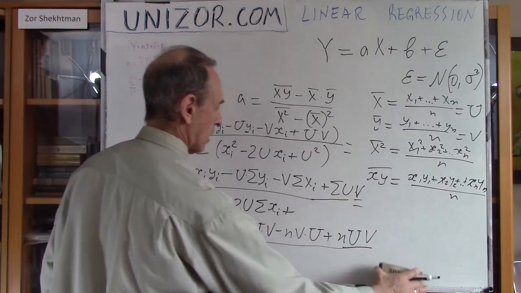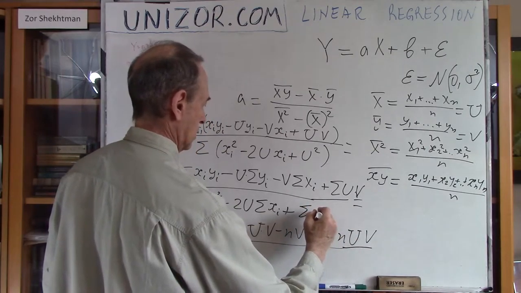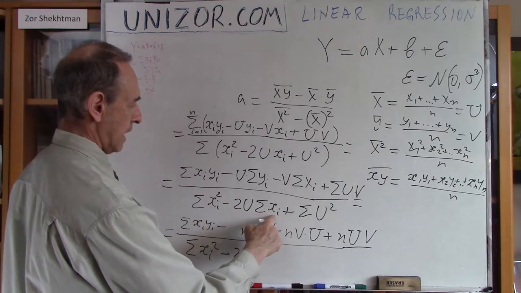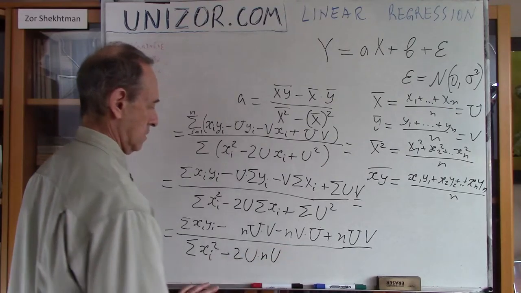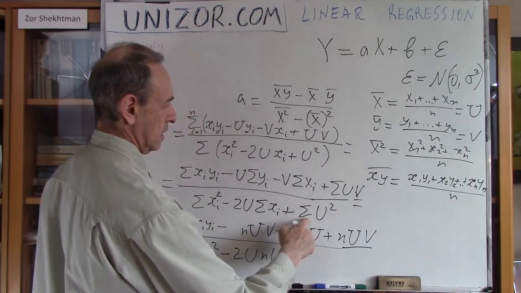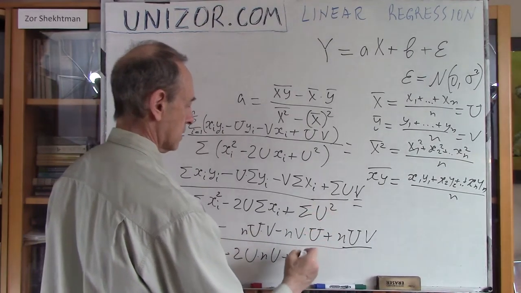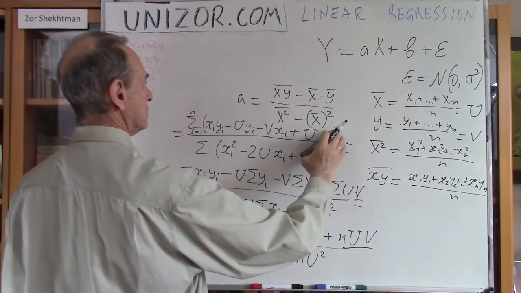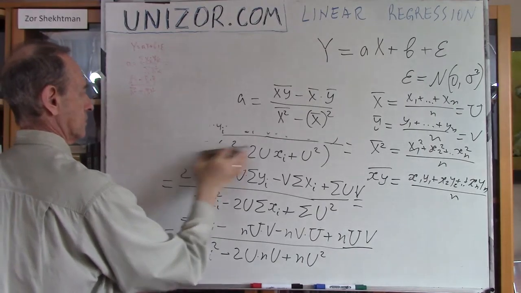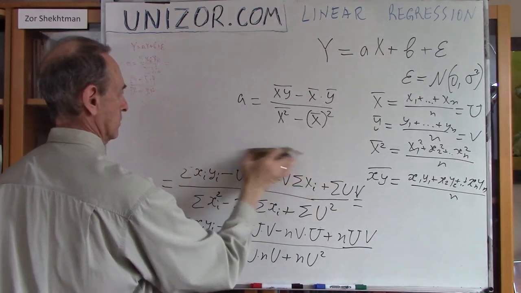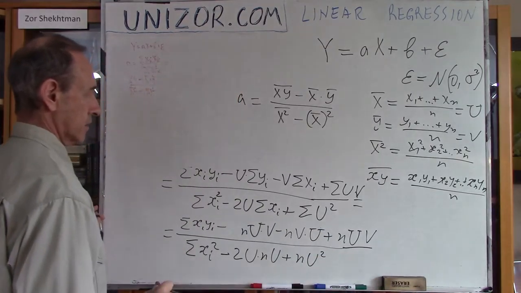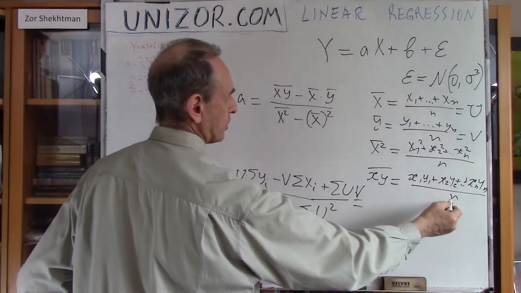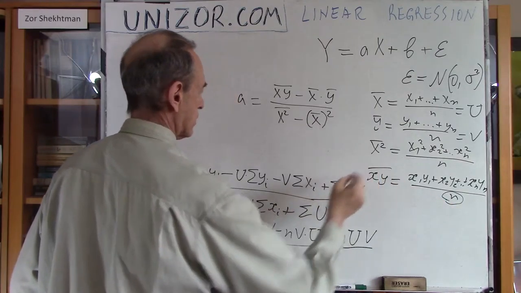Now in denominator I have sigma x i square minus 2 u. And I made the same mistake here. It's not just u square, it's sigma u square. Sorry about that. All right, now 2u, and this is nu. And this is, again, we are summarizing constant n times, so it's nu square. Okay. Great.